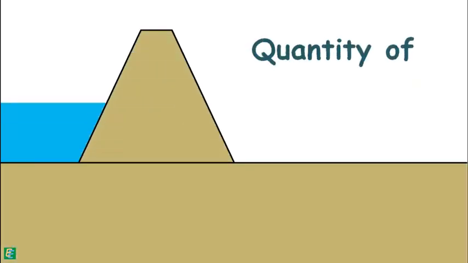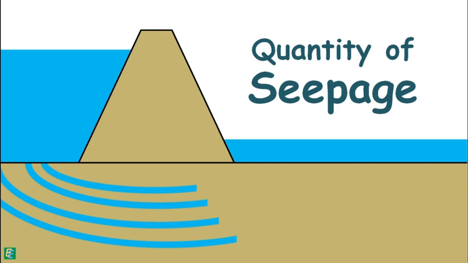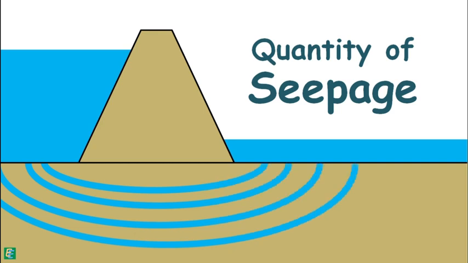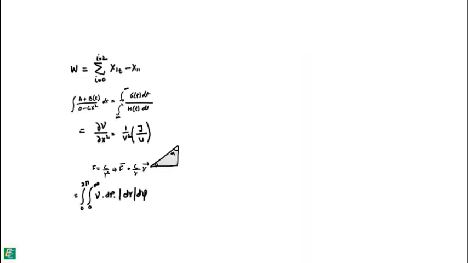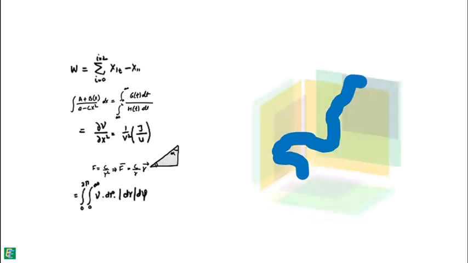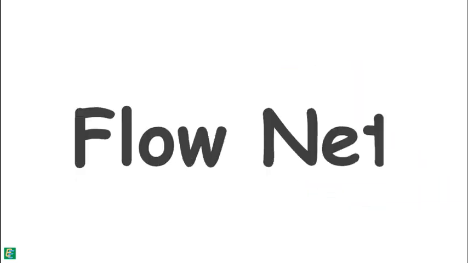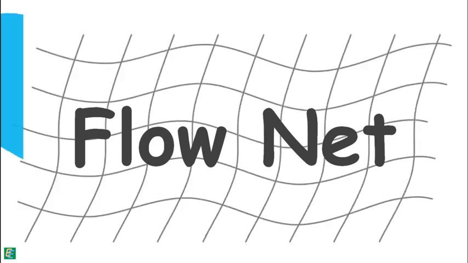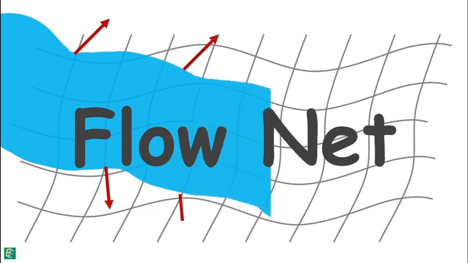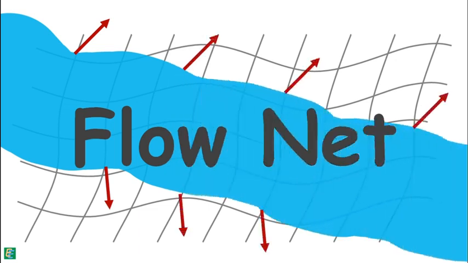One such problem is to estimate the quantity of water percolating via seepage through the soil under a dam. To solve such problems and to analyze multidimensional flow in soil, we make use of a concept called flow net. A flow net is a graphical representation of how the hydraulic energy is dissipated as water flows through the pervious medium.